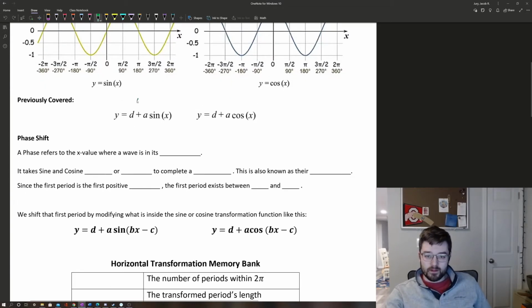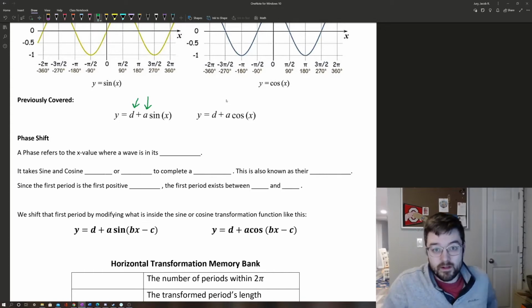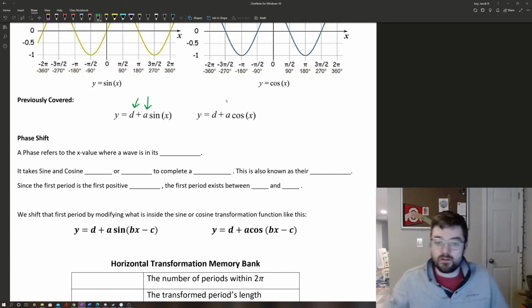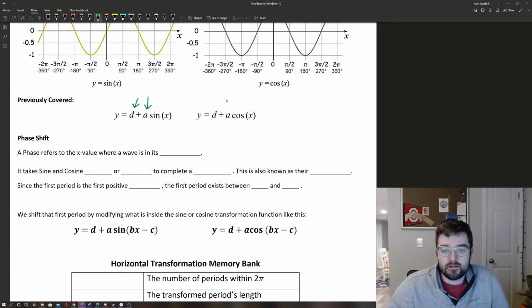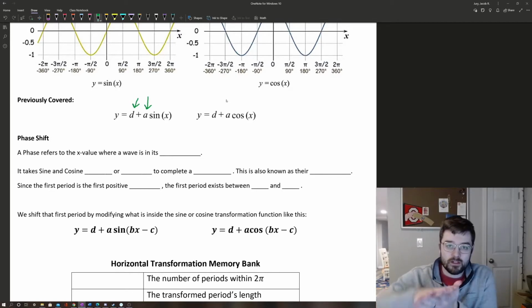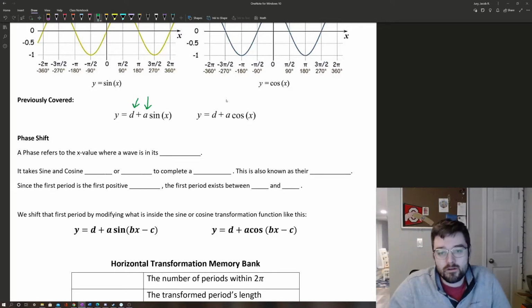Last time Ms. White talked about D and A representing the components of sine or cosine that shift or stretch those functions vertically. So A is going to stretch the amplitude of sine or cosine. D is going to shift cosine or sine up and down.